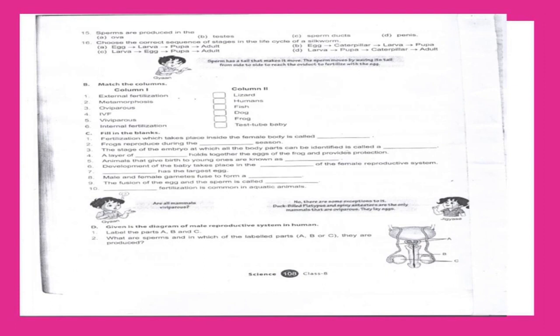Now here the boy has some information. A sperm has a tail that makes it move. The sperm moves by waving its tail from side to side to reach the oviduct to fertilize with the egg. Read this as additional information.